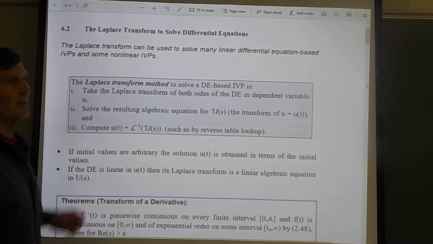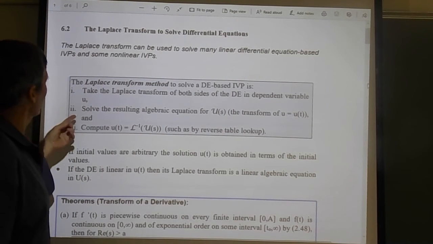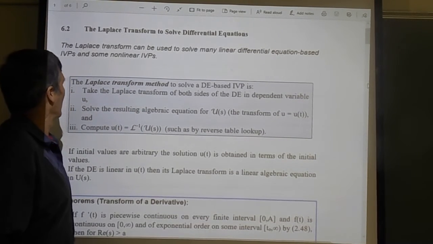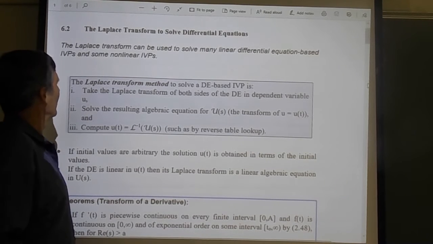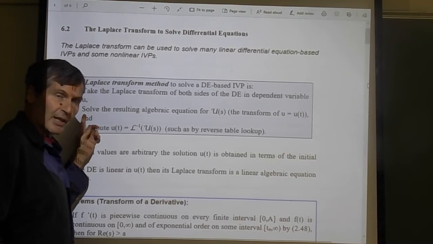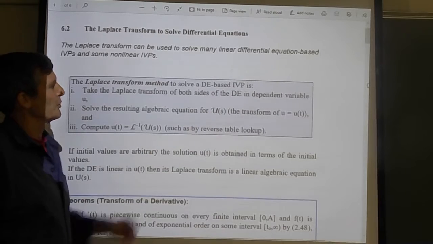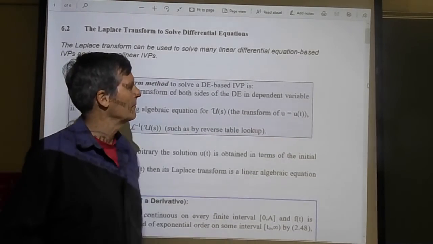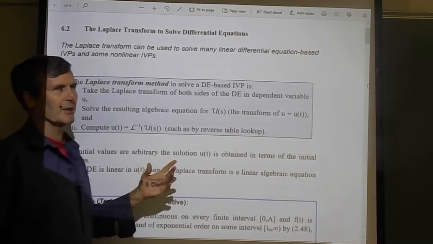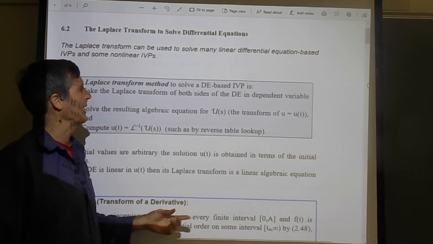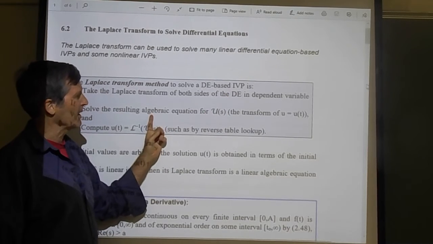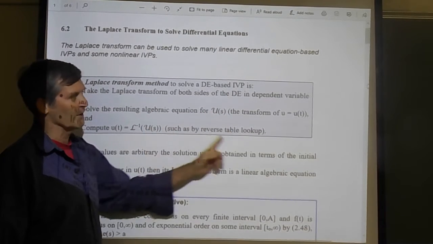The Laplace transform method is very nice. It's a 1, 2, 3 method. You take the Laplace transforms of both sides of your differential equation in some independent variable u. You get an algebraic equation. You solve that for U(s), the transform of u. Then you take the inverse transform. So you turn your differential equation problem into an algebraic equation problem: transform the differential equation into an algebraic equation, solve the algebraic equation, inverse transform.